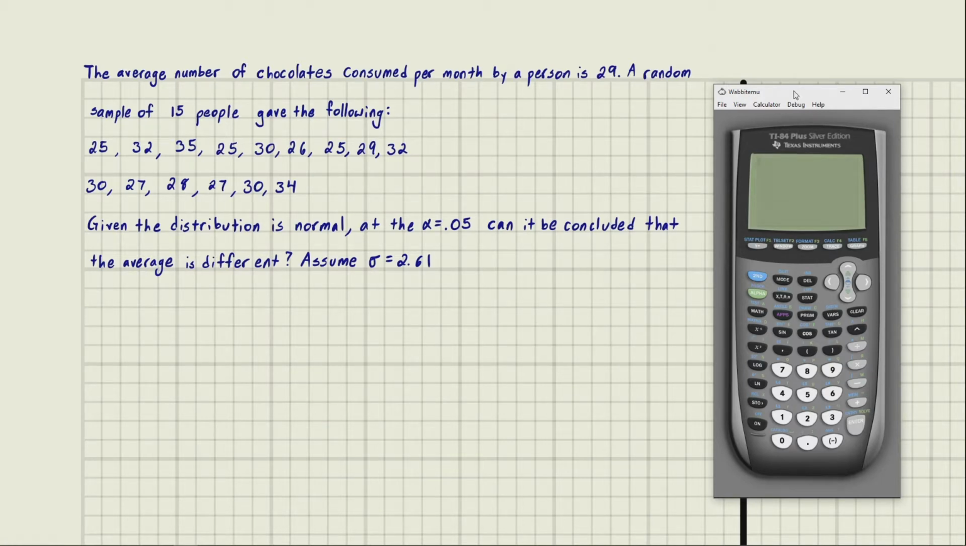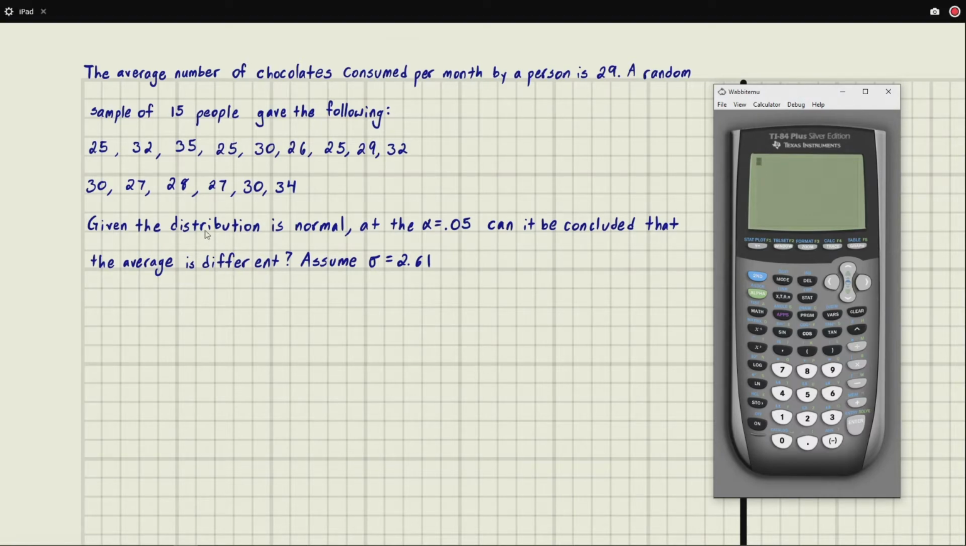Given the distribution is normal at the alpha equals 0.05 level of significance, can it be concluded that the average is different? Assume the population standard deviation sigma is 2.61. So it's important they tell us the distribution is normal because our sample size is less than 30. So this means that we can go ahead and use a z-test because we have the population standard deviation and we know our distribution is normal.